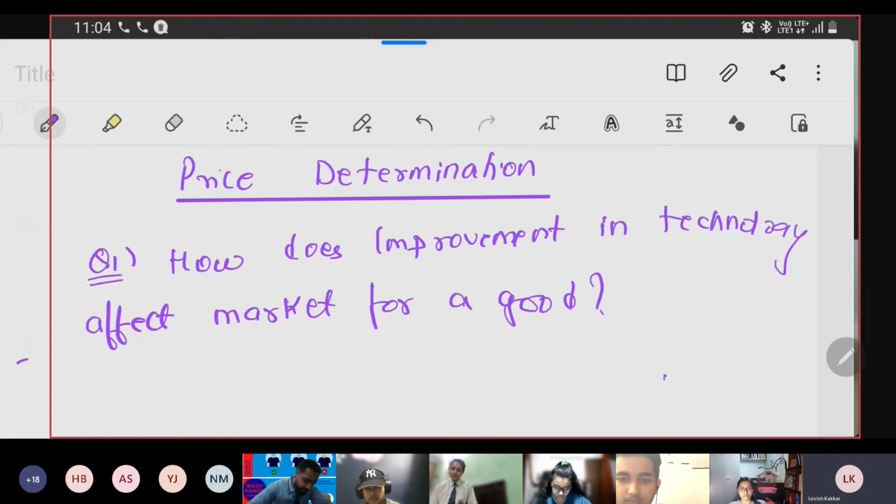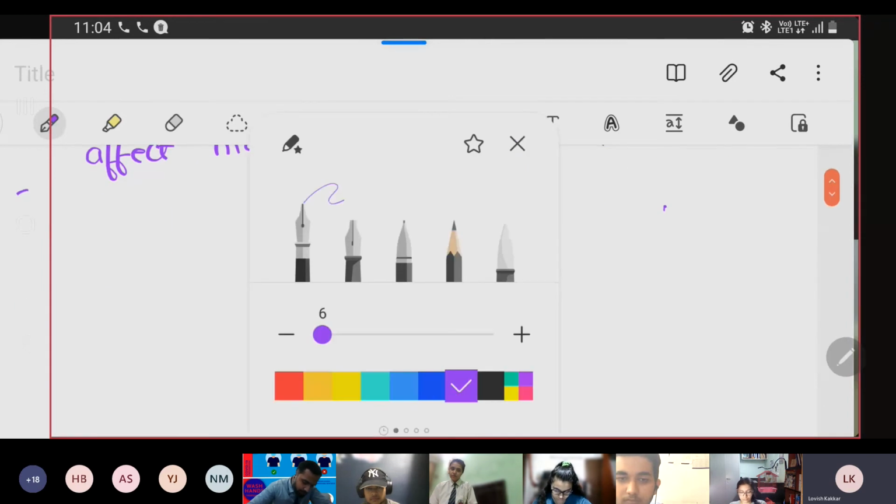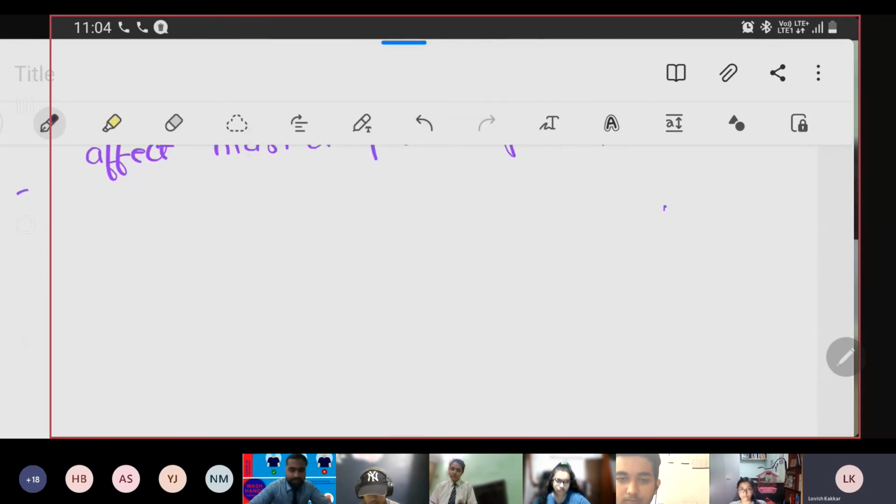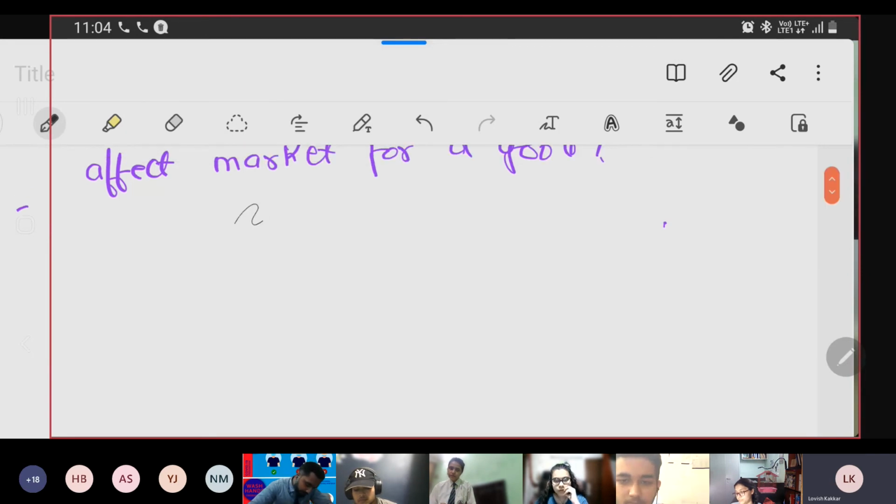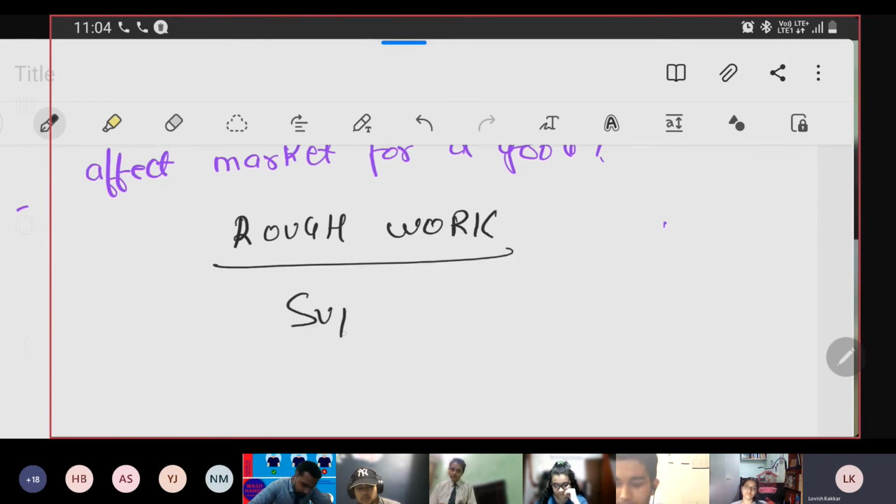So before we start writing the answer, before we start framing the answer, first you need to identify whether this improvement in technology will affect demand or supply. Supply. Immediate impact, exactly. Immediate impact will be on supply because when we talk about technology, we talk from the point of view of the producer. So it will affect supply. This is rough work so that you can frame the answer well. So there will be some change on the supply side.